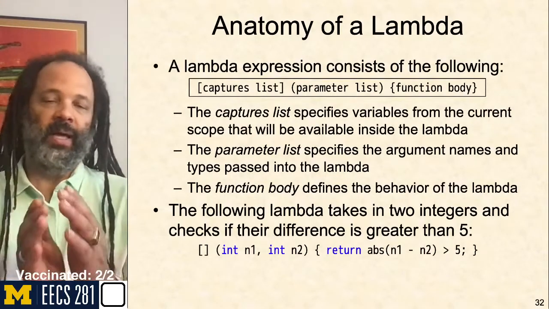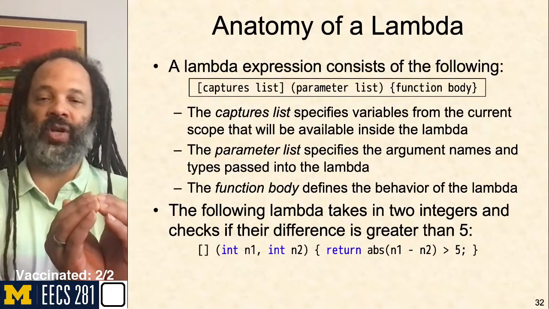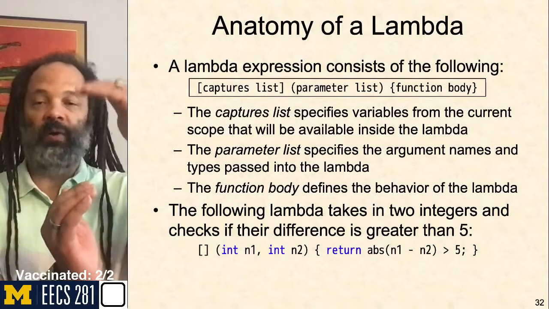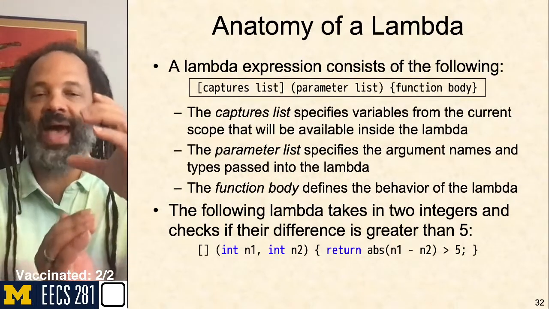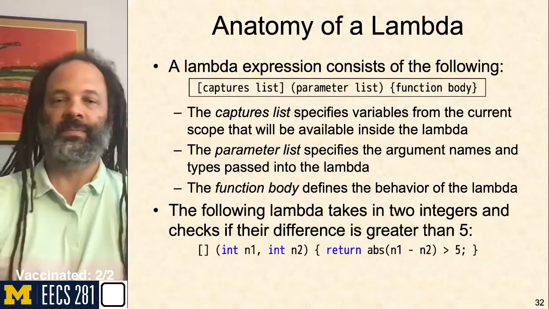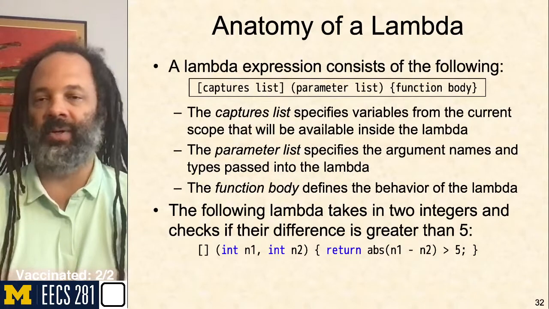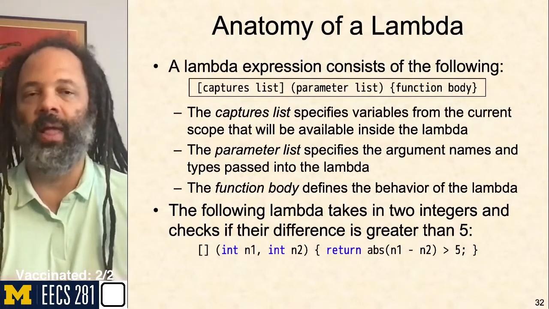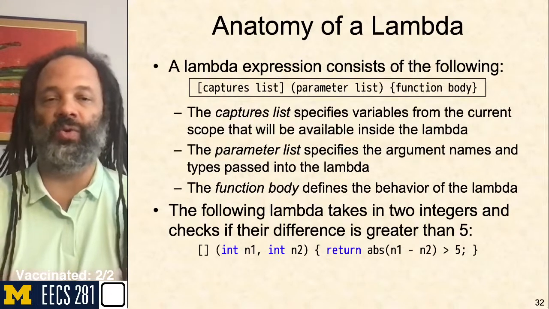So I say I'm writing this anonymous function, but I want that anonymous function to access one of my local variables currently where I'm declaring the anonymous function. So you put that in the captures list. The parameter list, just like any normal function, tells me how many parameters I've got, what types they are, and so on. There's also the function body, which is just like a function. This is where the things that you do happen.